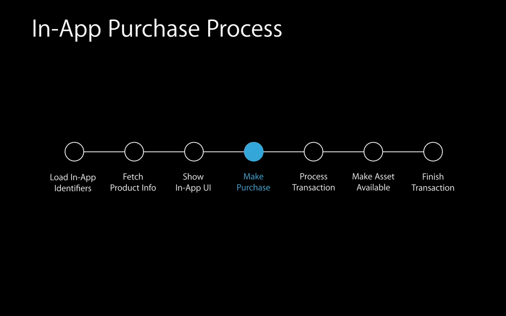Once we've shown our beautiful in-app purchase store UI and we've enticed the user to make that purchase, we proceed on to converting that product into an SKPayment object and adding that into the payment queue. The payment queue will then give us updates about how that transaction is progressing, and we will need to process the transaction as it moves to the purchased or failed state. Assuming they purchased the item, we then go ahead and make that asset or that content and feature available to the user. And then lastly, we finish the transaction. So that's it. It's a pretty simple process when you string it together like that.